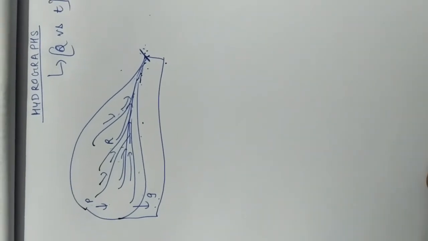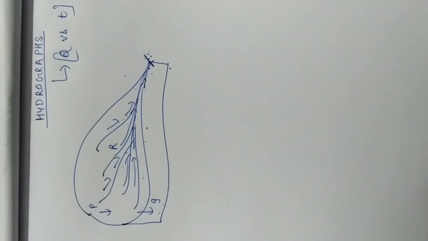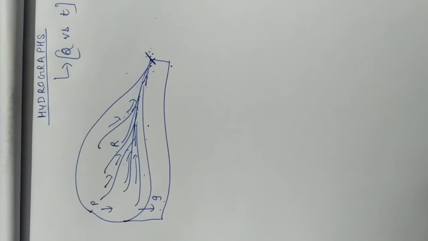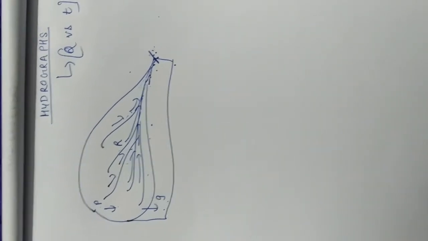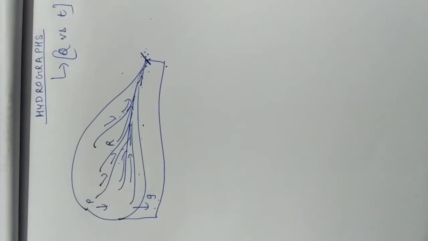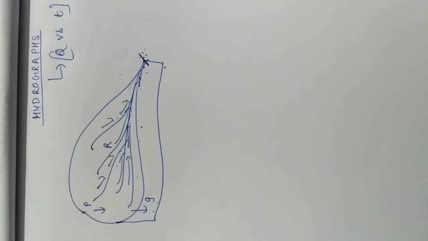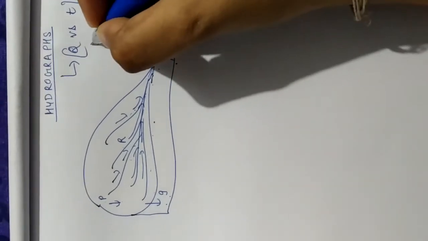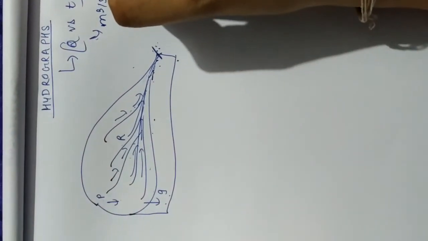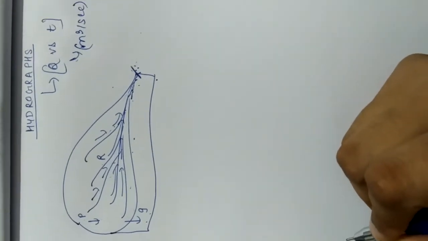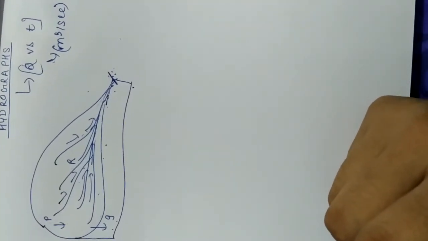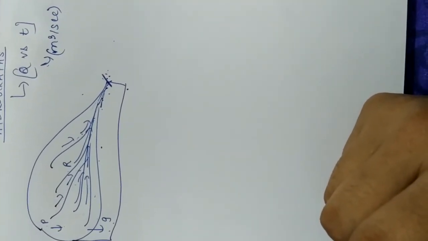With this itself I can know whether the stream is perennial or intermittent or ephemeral. It means I can know whether the stream is having discharge. Discharge is nothing but the volume of water that is flowing in the river per unit time. So the units, conventionally, we take meter cube per second. So what is the rate of flow in the river with respect to time?